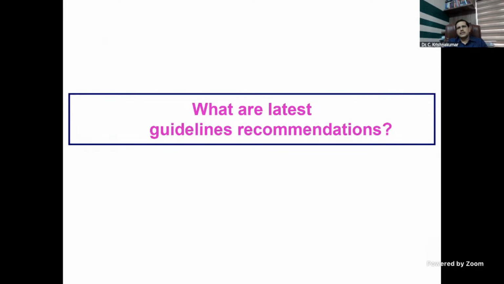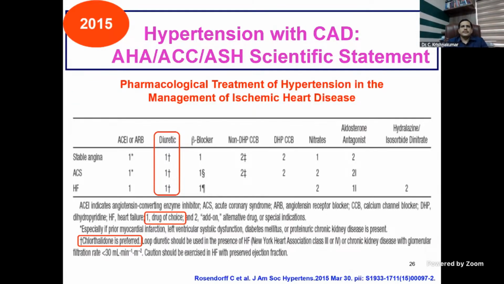What are the latest guideline recommendations? For hypertension with CAD, the 2015 ACC scientific statement showed that diuretics are the first drug of choice and chlorthalidone is preferred over thiazide diuretics. Chlorthalidone is a thiazide-like diuretic. The thiazide diuretic is hydrochlorothiazide.